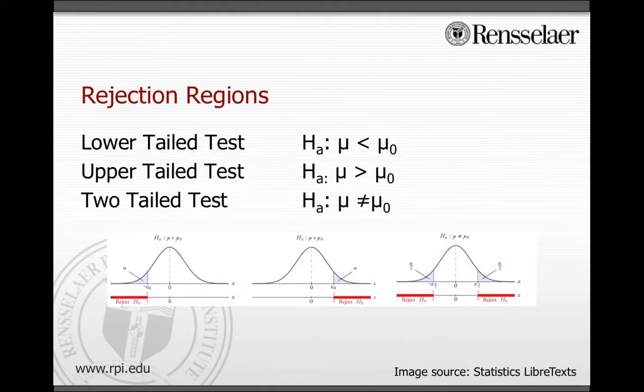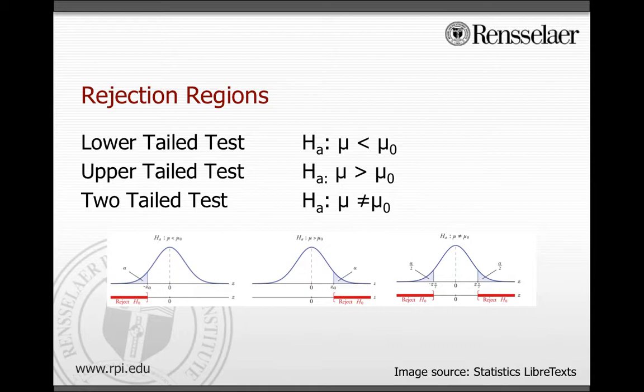So a lower-tailed test has an alternate hypothesis that looks like this: mu is less than, or less than or equal to, mu naught. And mu naught is typically the value in the null hypothesis, where your null hypothesis says we think that this is the true value of mu. So mu naught is normally some real number.